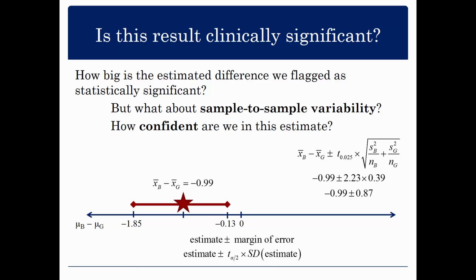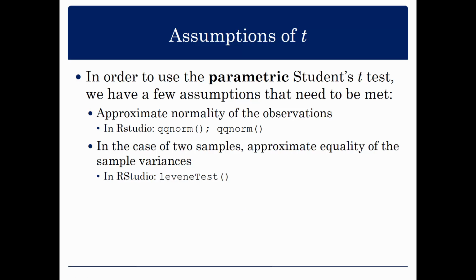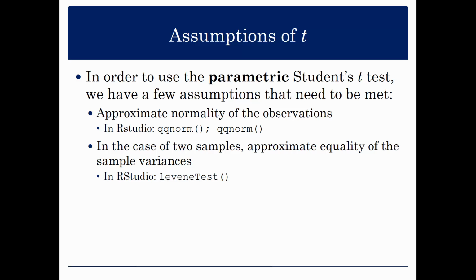And so based on these results, we can conclude that drug B results in a reduction in clotting times. And we're pretty confident that it's a reduction. But the question is, if I produce this result, is it clinically meaningful? And I don't know the answer to that, because I don't even remember what the units were for this example. Is a difference of basically one clinically meaningful? And that's up to the scientist.